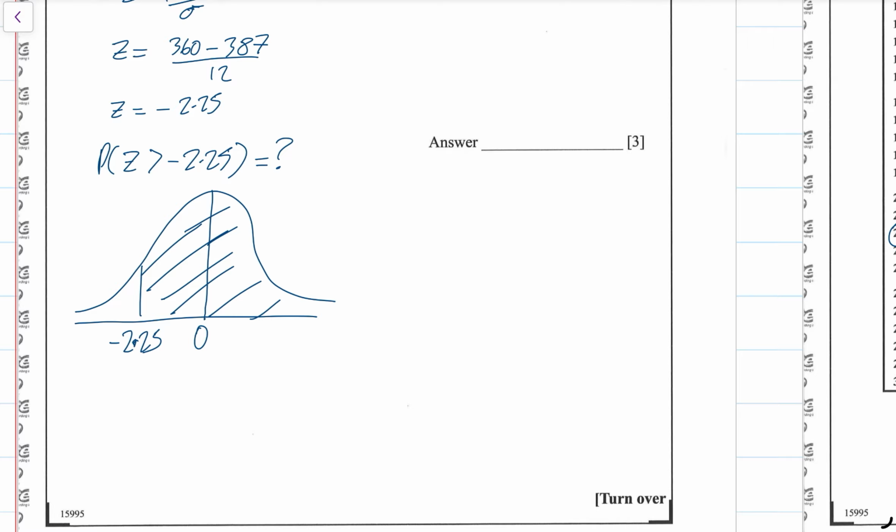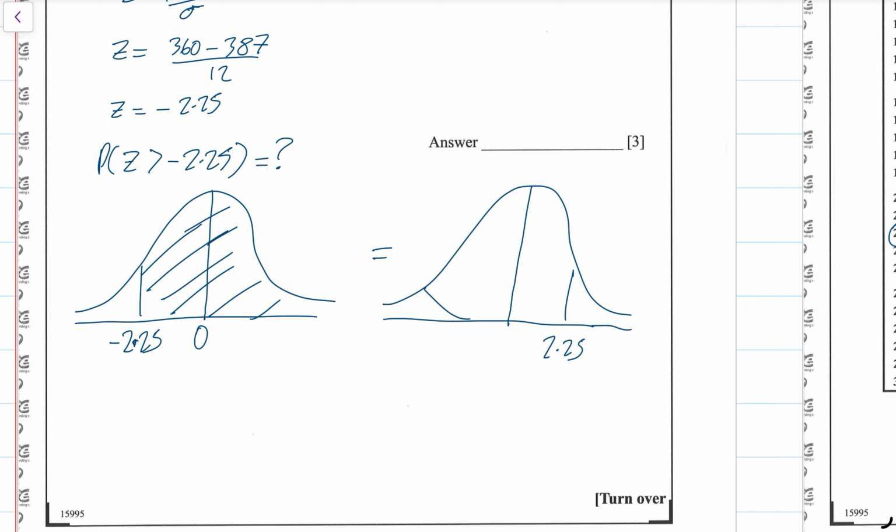We can't do this, but by symmetry, they're symmetrical curves. So I just flip this around. That's same as 2.25, and it's same as less than. So you can get that directly from the table. So this really is the same as Z is less than 2.25.